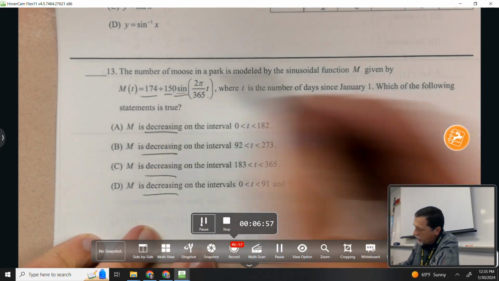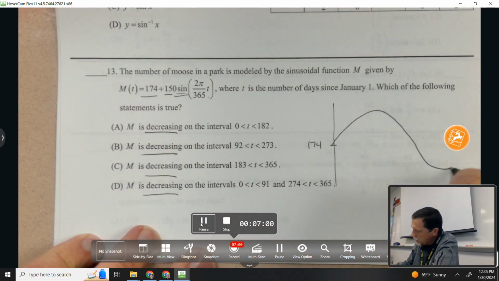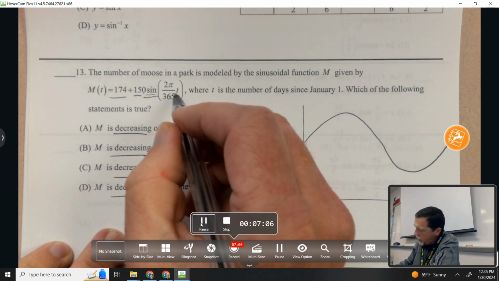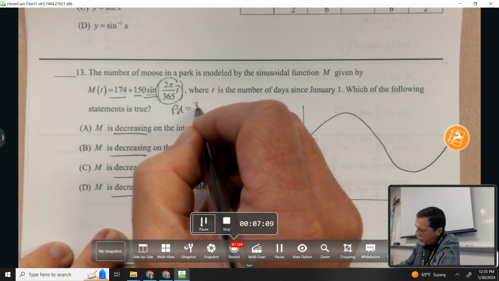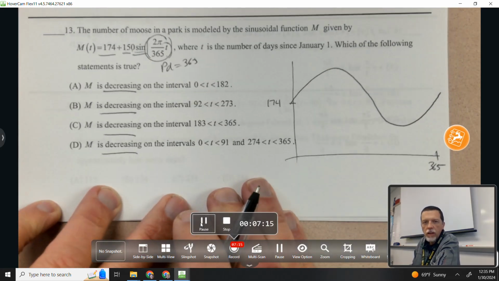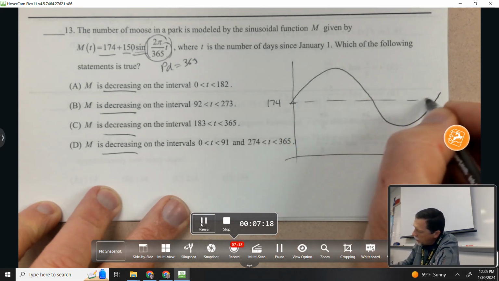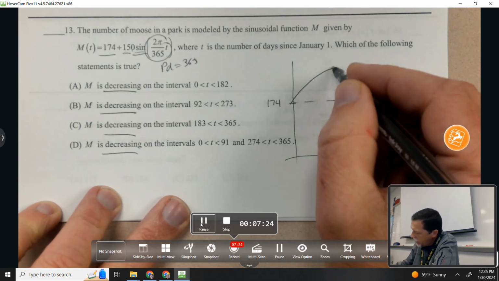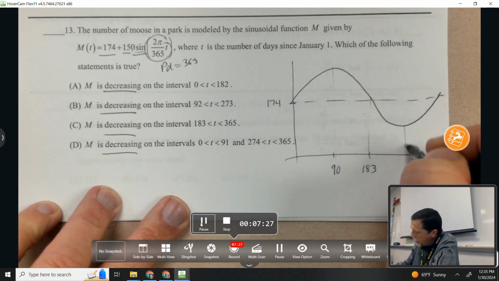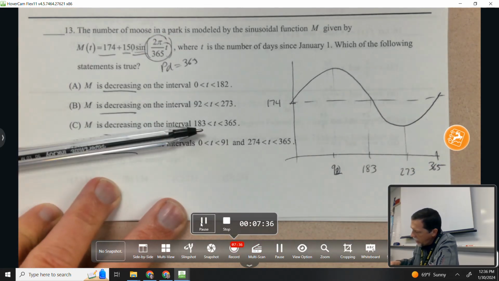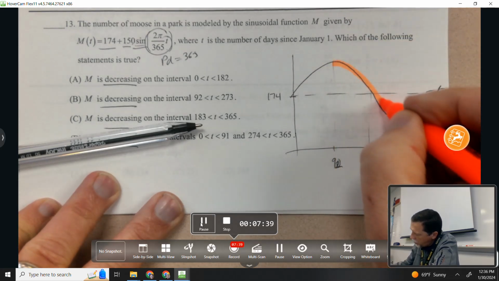My amplitude would be 150. But maybe most importantly is the shape of a sine wave. Looks like that. And with that, the period is 365. So this is the course over a year. Now, that's probably enough for me to get this right, because halfway is 183-ish. Half of that is 90-something. Half of that is 270-something. Somewhere in there. So it is decreasing from 90-ish to 270-ish.